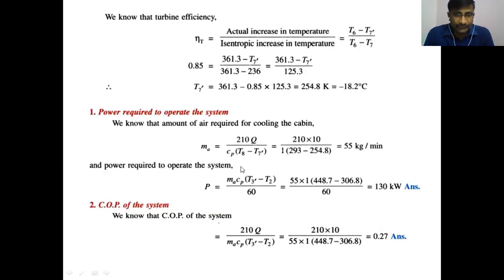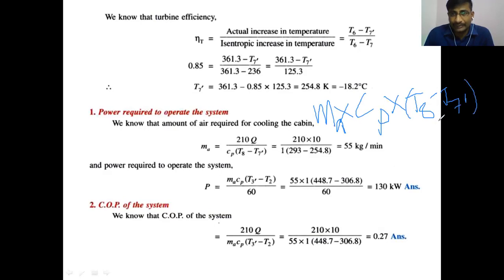The amount of air required for the cabin, the actual equation is mass of air sent to the cabin into specific heat of air and temperature rise across the cabin. That is, T8 is the temperature of the cabin minus T7 dash, the temperature before the cabin. This is the refrigeration effect produced in the cabin, which is given as equal to Q, that is the refrigeration effect or capacity given.